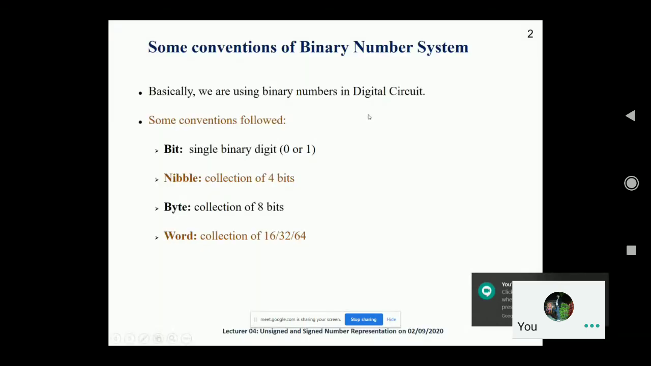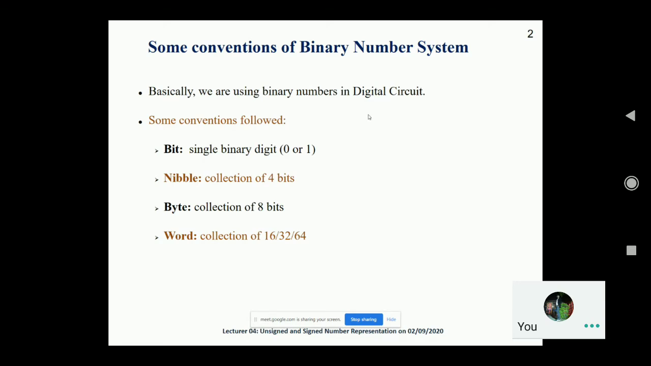So some particular terms we are using. What are those terms? Some conventions of the binary number system. When we are talking about the bit, it is a single binary digit. You already know what a binary digit is. A binary digit is represented by 0 or 1.